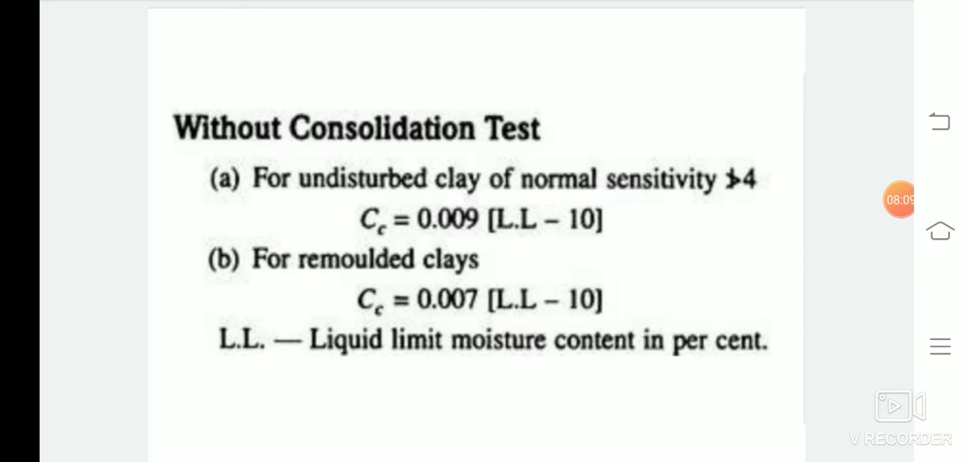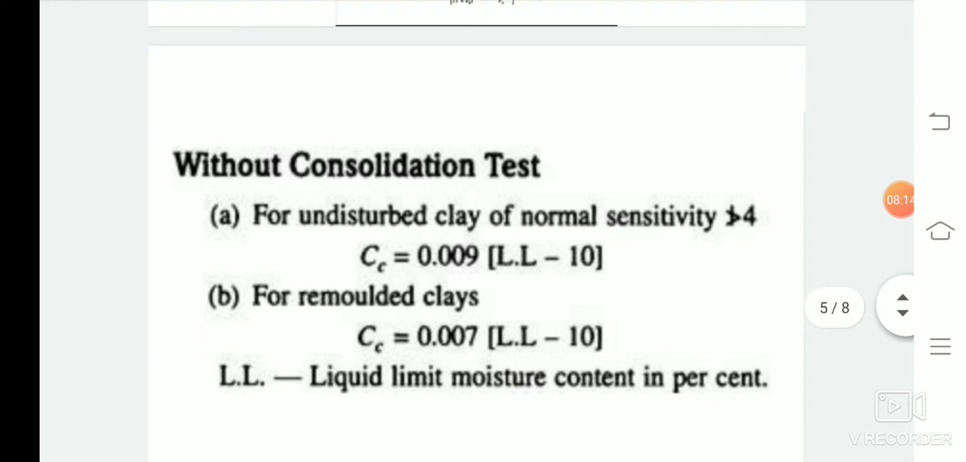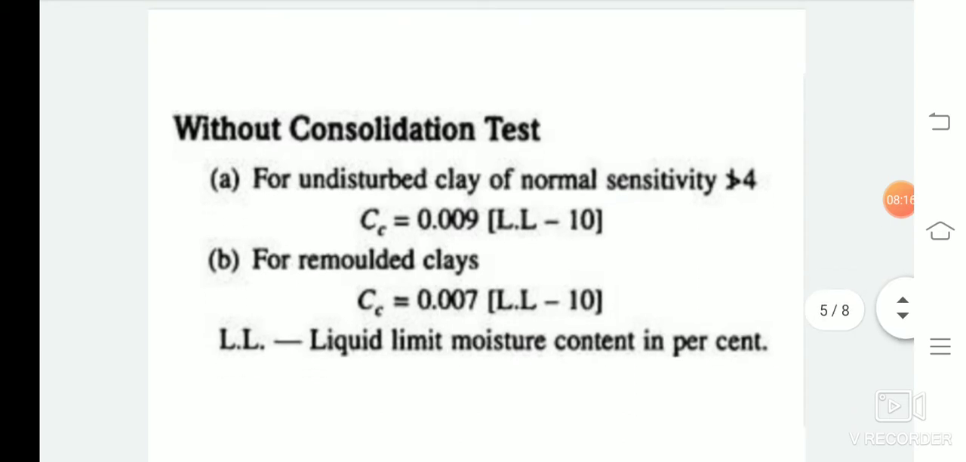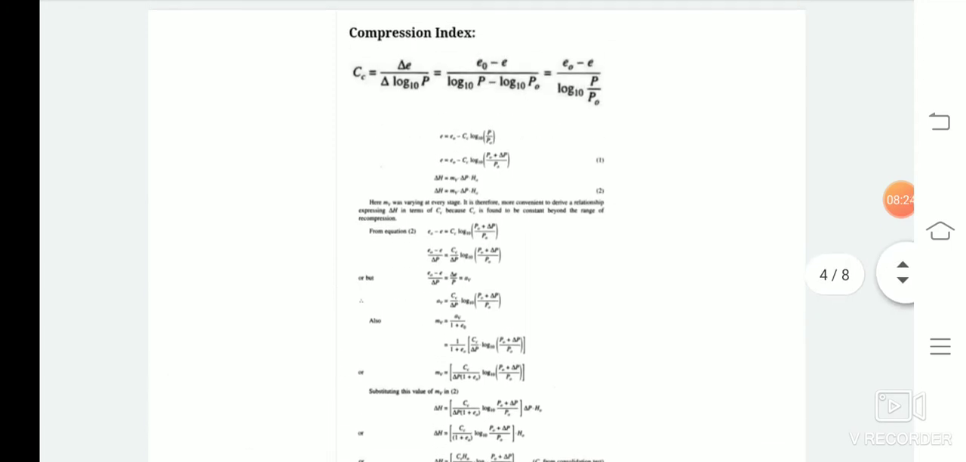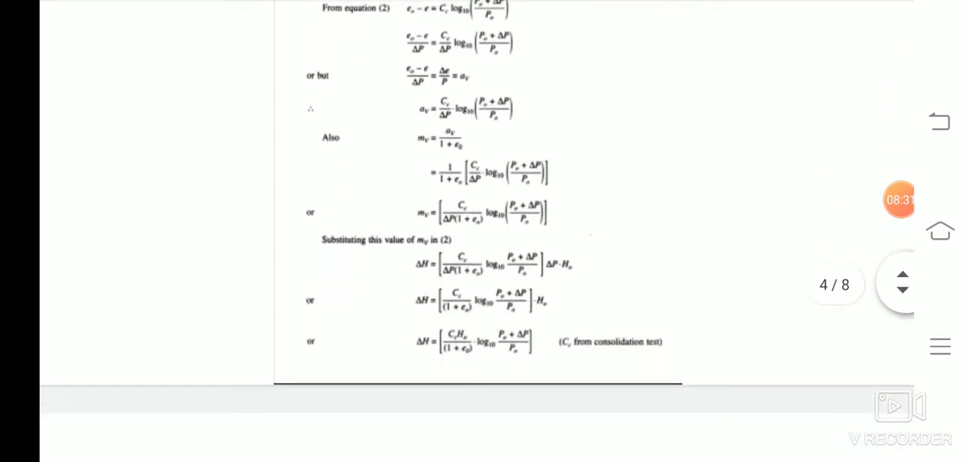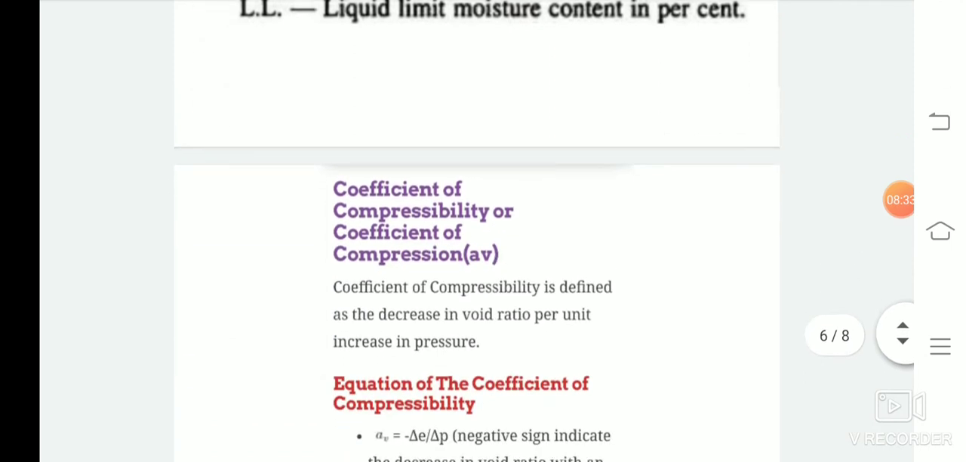That means whenever we don't have any graph or e-log P relationship for finding the compression index, we can easily use this formula, depending upon the type of soil. For the other formula for settlement, we need the value of mv. So what is mv? Let us go and study.